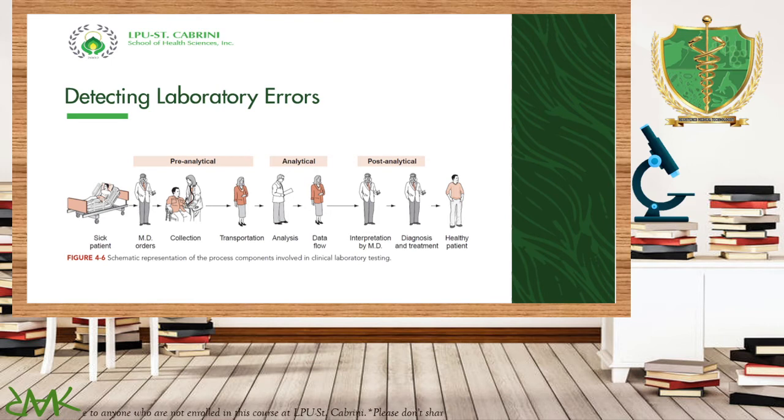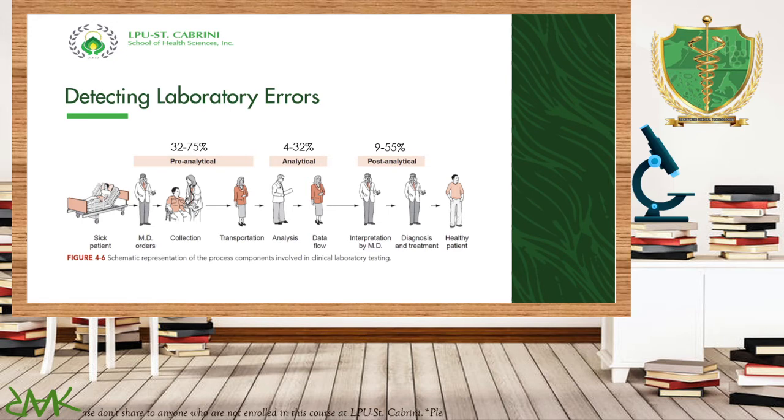But interestingly, analytical error in the laboratory accounts for only 4 to 32%, and majority of the error in the laboratory is indicated in the pre-analytical phase of the laboratory or pre-examination phase of the laboratory, which accounts to 32 to 75%. And surprisingly, post-analytical error is the second most common source of error, which accounts to 9 to 55% of the error.